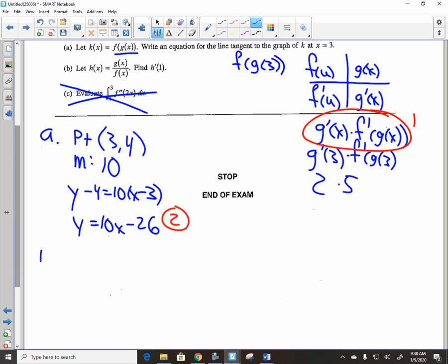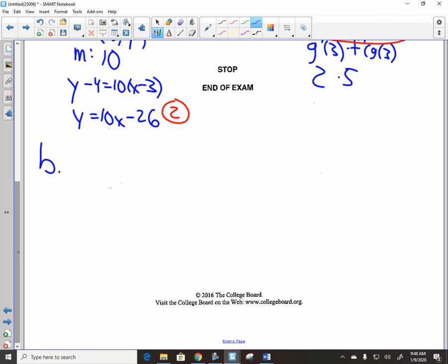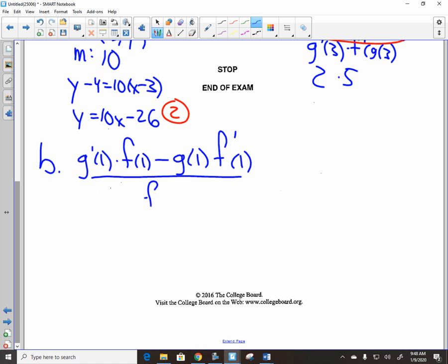Question B is very similar. In this situation, you have to use the quotient rule, and you have g prime of 1 times f of 1 minus g of 1 times f prime of 1, all divided by f of 1, that quantity squared. So if you did that part correctly, just that, you get 2 points out of that guy right there.